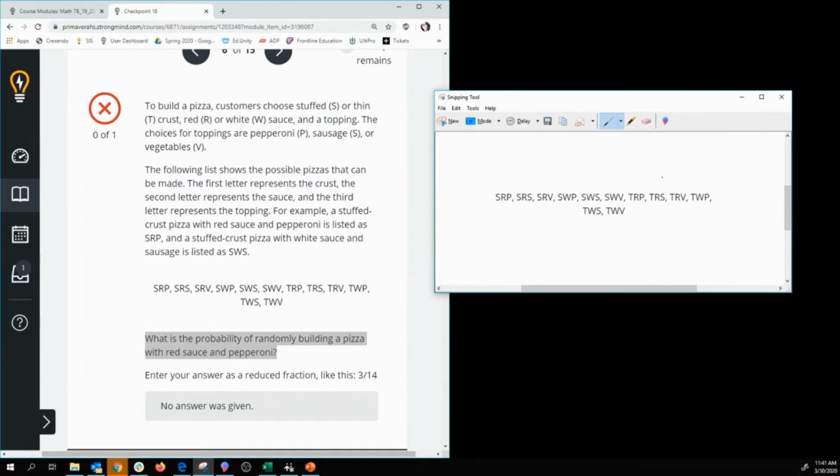So Naira, that one's probably a different one. There's a lot of problems on this checkpoint that use the same setup, just with different questions. So click through the other ones to make sure you find one that says red sauce and pepperoni. Found it? Perfect. Okay. Are we all good?